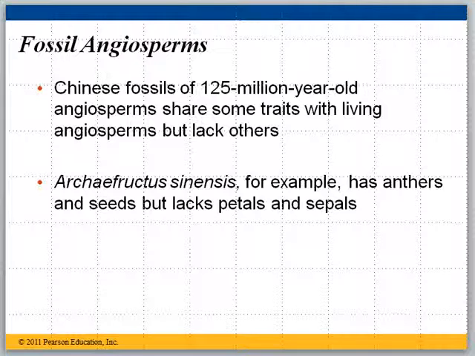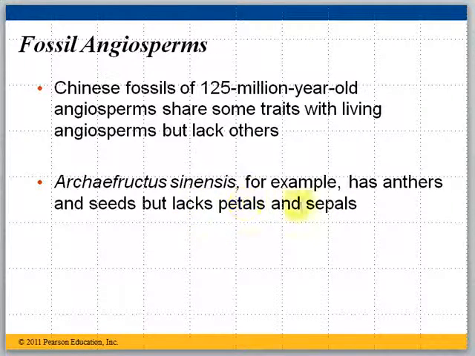And we've got a good example here. I'm not even going to try to pronounce this. This looks like Archaefructus senescens. Good enough. For example, it has anthers and seeds, but it lacks petals and sepals. So it has some of the parts of modern day angiosperms, but it lacks some of the others.